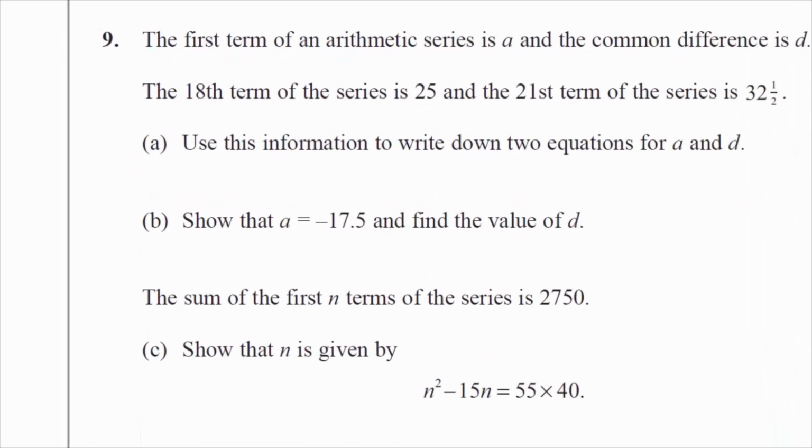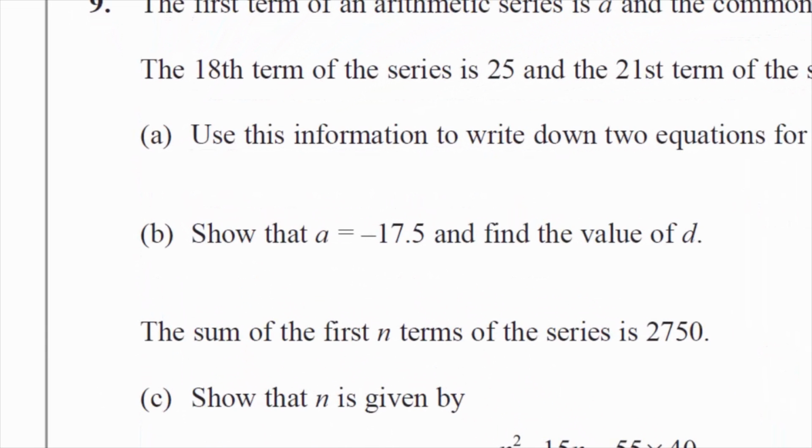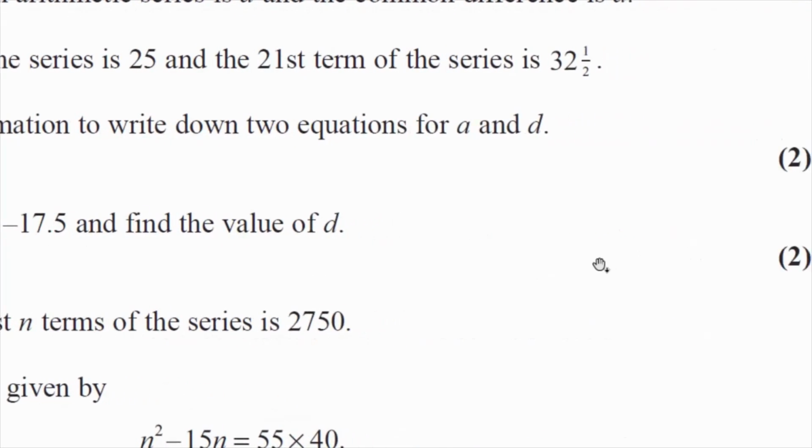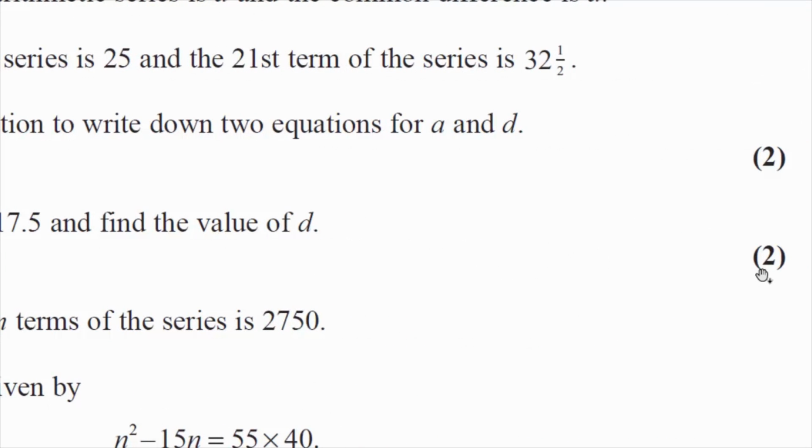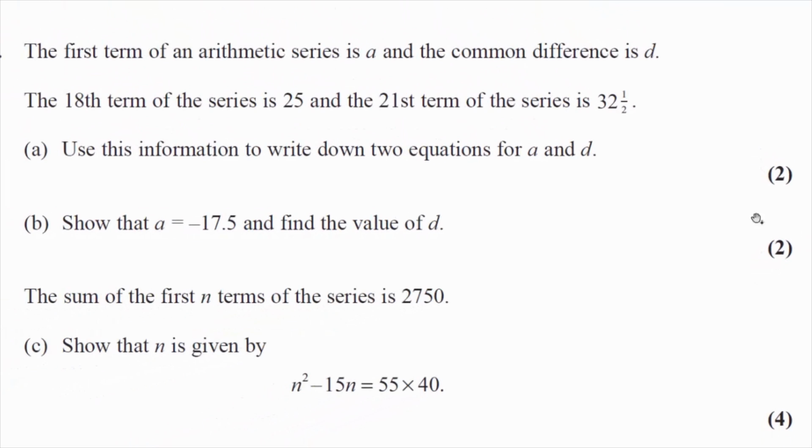Alright people, so the second part of the question, 9b, says show that A equals minus 17.5 and find the value of D. It carries 2 marks. Again, because it carries 2 marks, it's very unlikely that this question is looking for a particular way to be solved. It's 2 marks, one for showing A is minus 17.5 and the other mark for finding the value of D. So even if you end up finding the value of D first, it doesn't matter. As long as you solve the question, you show that A is minus 17.5 and you also state the value of D.